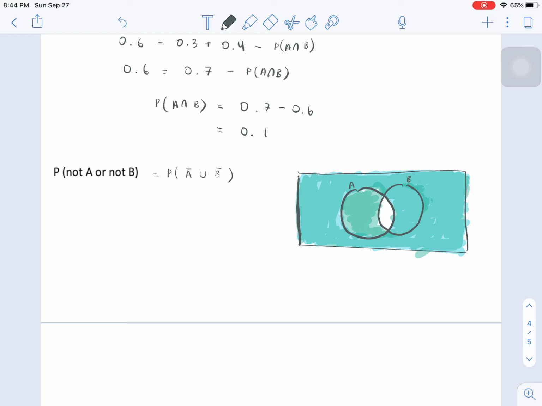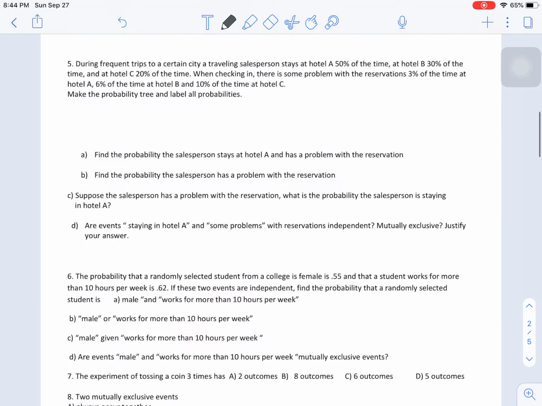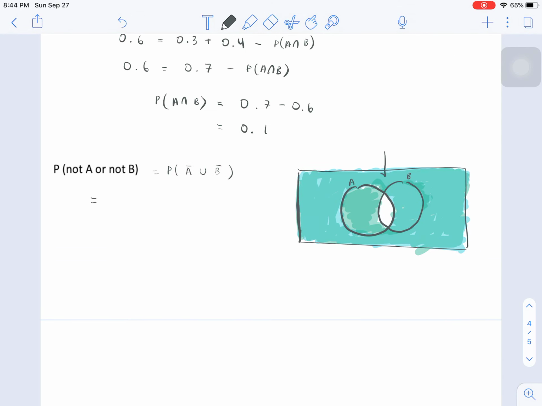Well, everything is shaded in except this little area in the middle. So the probability of the shaded area is everything minus that part in the middle. Everything, well, that's 1 minus this area in the middle. Well, that area in the middle is precisely the overlap between A and B, or the intersection of A and B. And in the previous question, we found that that was 0.1 using some of our handy properties. So the probability of not A or B is all this shaded area, and that's 1 minus the unshaded area. 1 minus the probability of the intersection. So that's equal to 1 minus 0.1, which is 0.9. And that's it.